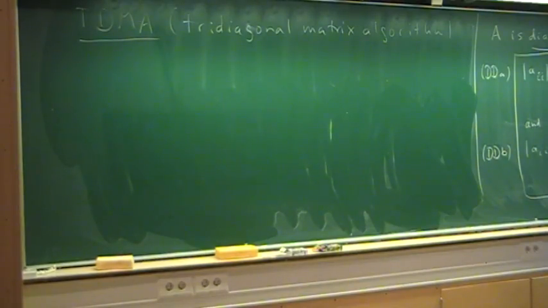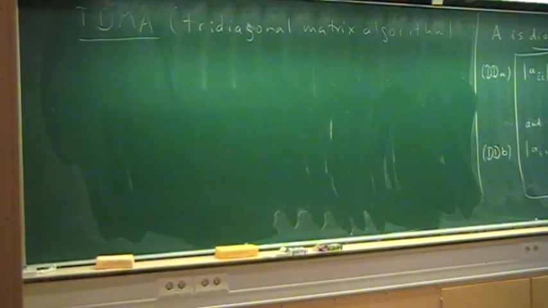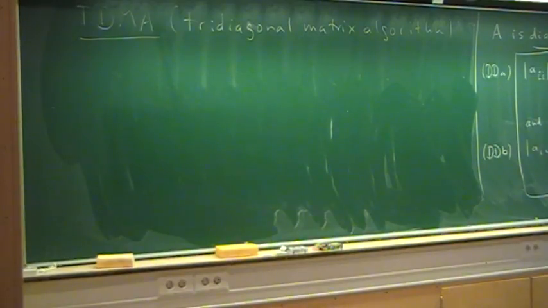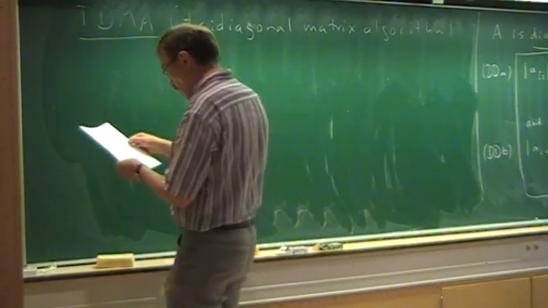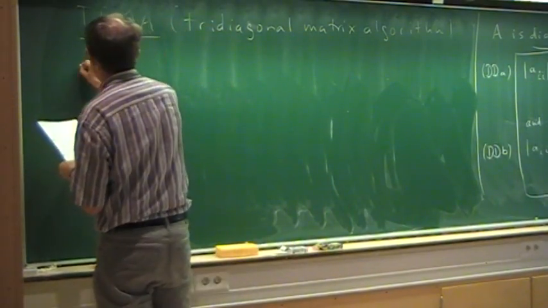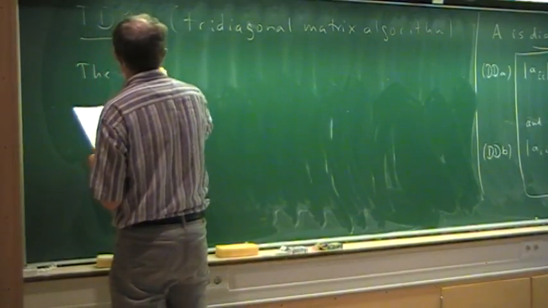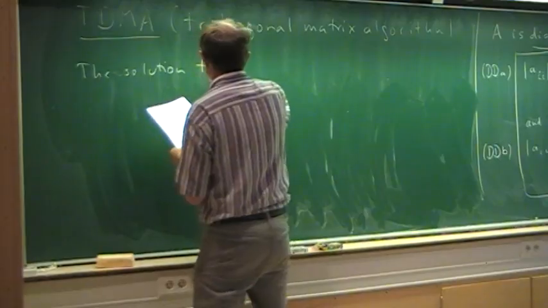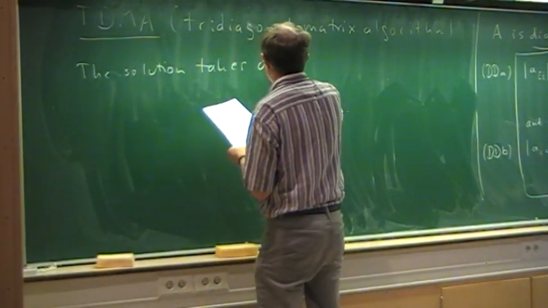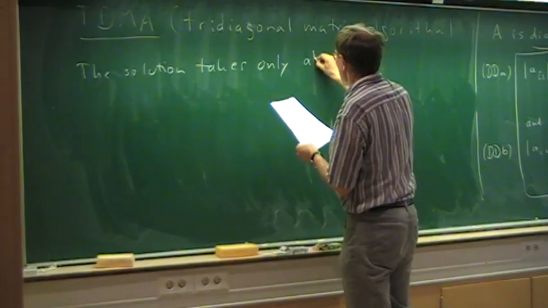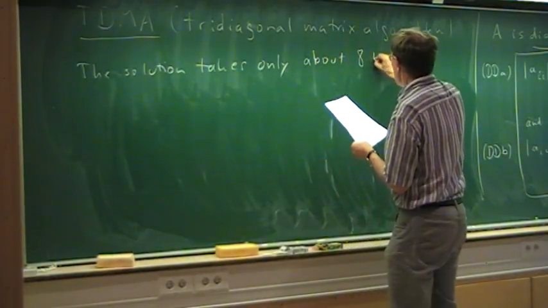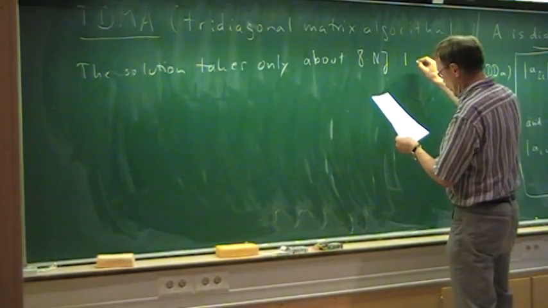What is the nice thing with that? The nice thing is when you do it, and we have done that in the course Introduction to CFD, and I hope you have that done in a similar course, it takes only about 8 times nj floating point operations. So the solution takes only about 8 times nj floating point operations.